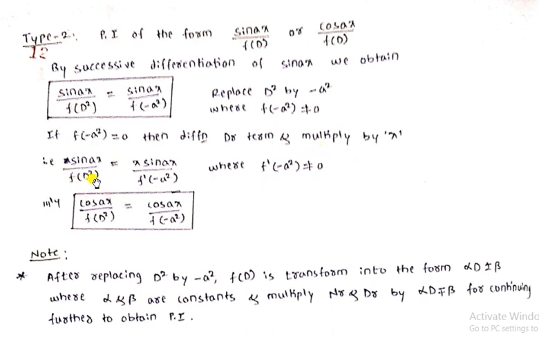And again replace D square by minus a square. So the differentiation of f of minus a square becomes f dash of minus a square, and f dash of minus a square is not equal to 0. Continue the same process until the denominator is not equal to 0. Similarly for the cos function, here also replace D square by minus a square, and here also f of minus a square is not equal to 0.